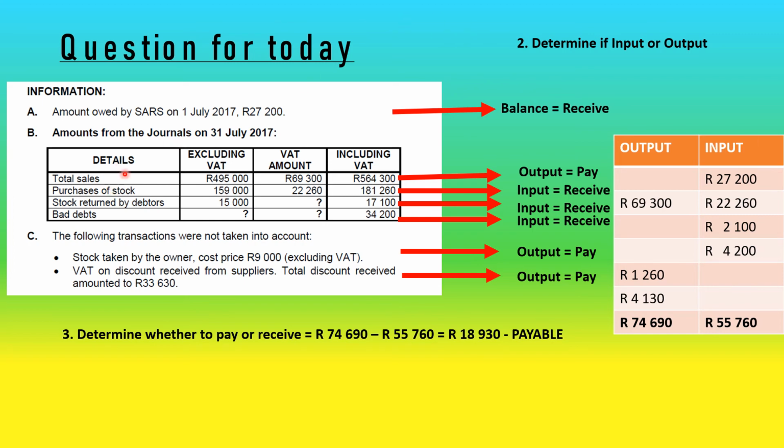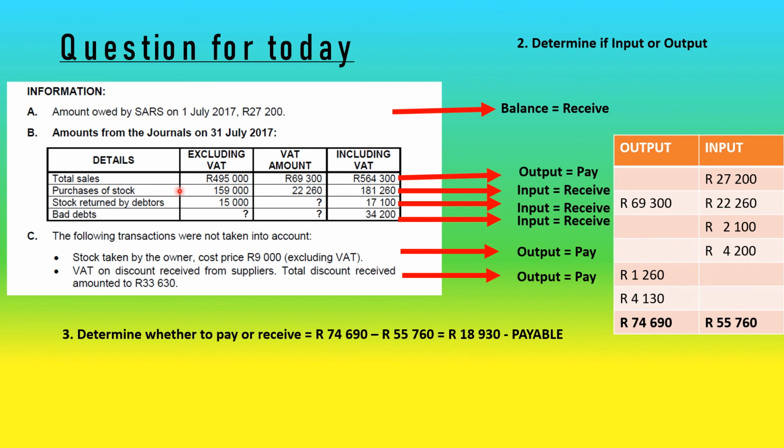The second one is sales. Now, when we sell something, that means we need to pay the VAT to SARS, right? So when you're going to pay the VAT to SARS, you're going to have 69,300, which is your VAT amount.